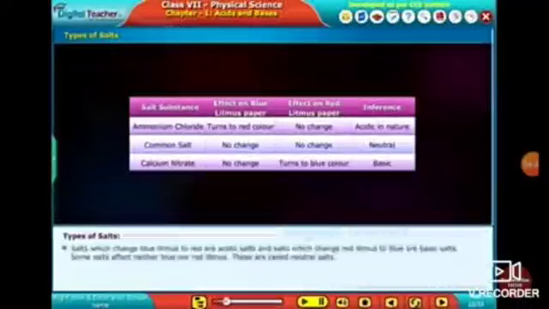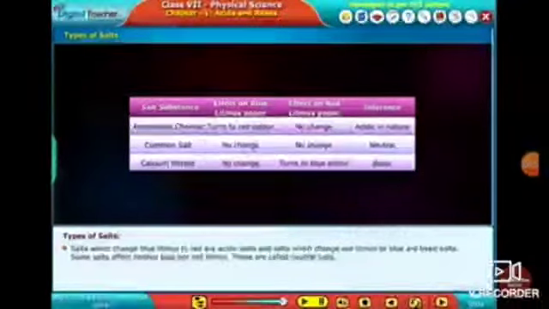Types of salts. Salts which change blue litmus to red are acidic salts, and salts which change red litmus to blue are basic salts. Some salts affect neither blue nor red litmus. These are called neutral salts.